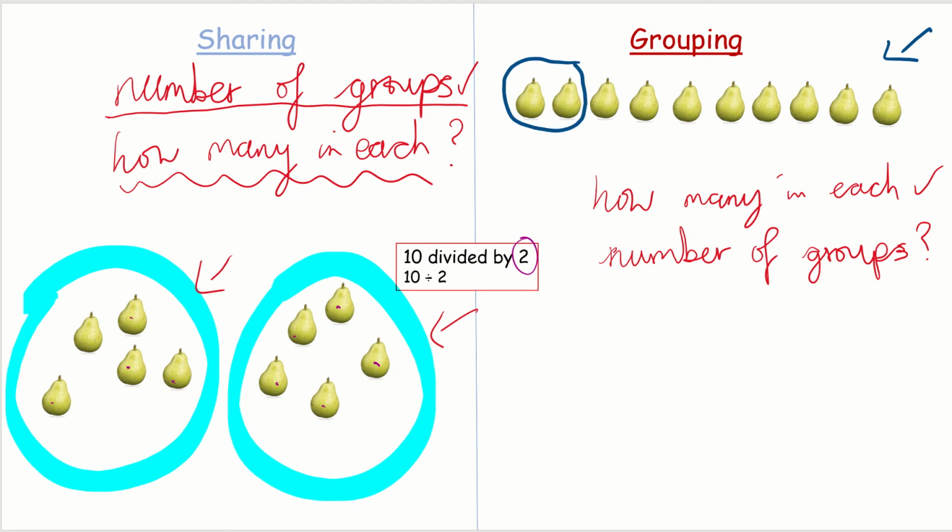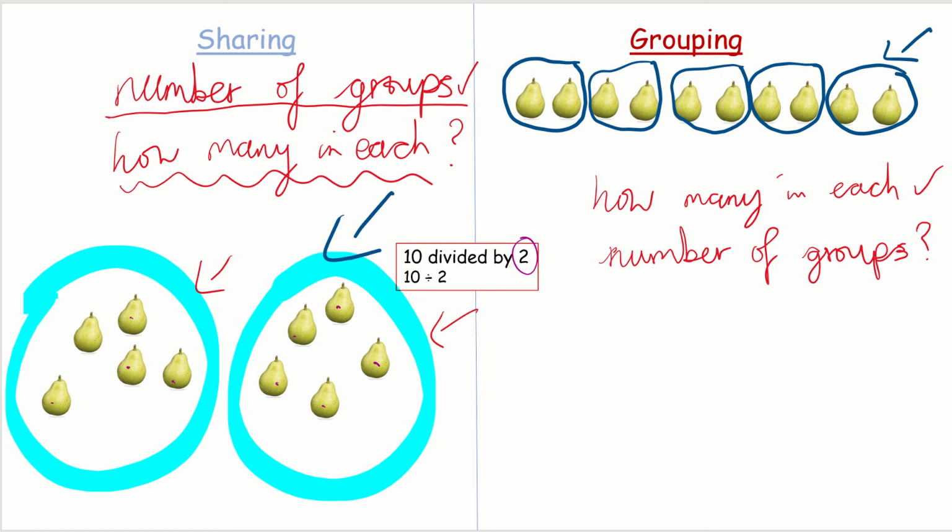So I am setting, I know how many are going to be in each group, and I need to see by the end how many groups I have. Okay, so there's 1 group of 2, 2 groups of 2, 3 groups of 2, 4 groups of 2, 5 groups of 2. And you notice I didn't do any moving of anything. I wasn't sharing anything out there, was I? I didn't move the pairs like I did over here.